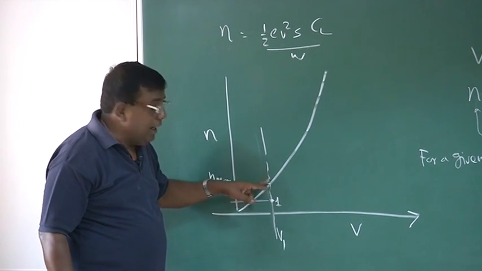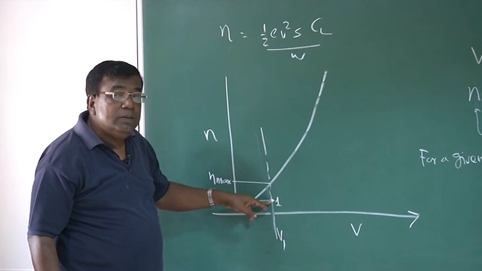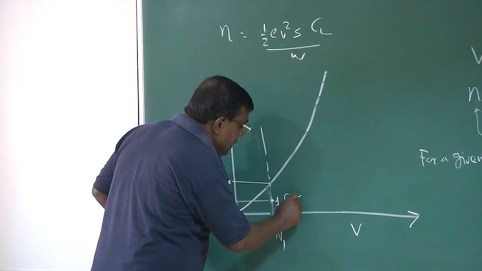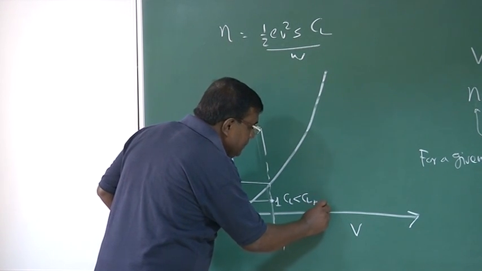It is less than N max. That means the CL at which I am flying the airplane is less than CL max. This is CL less than CL max.